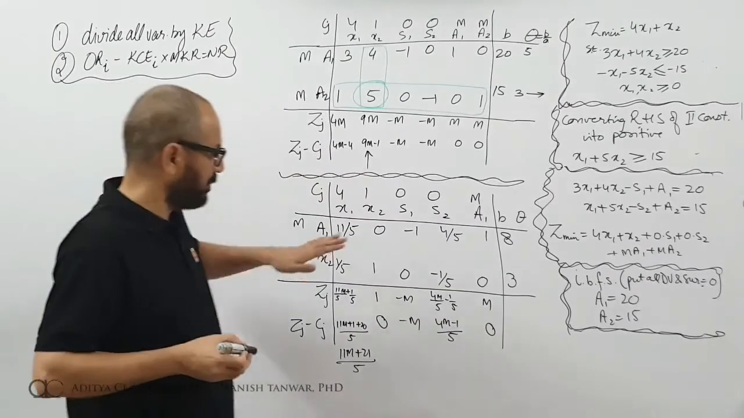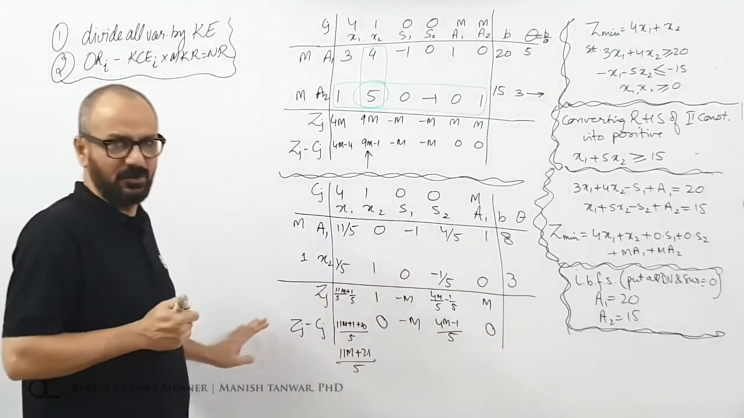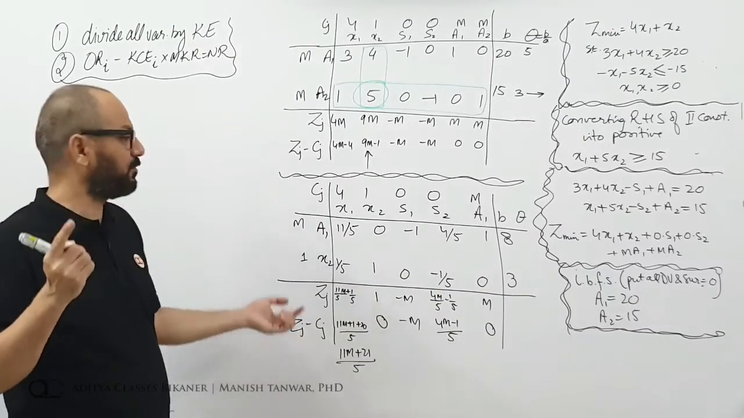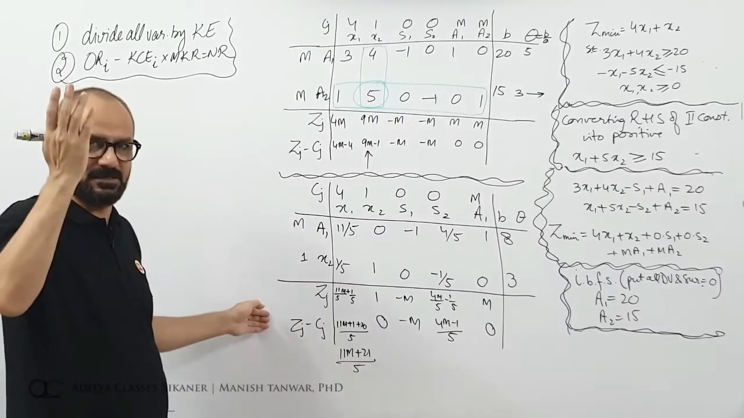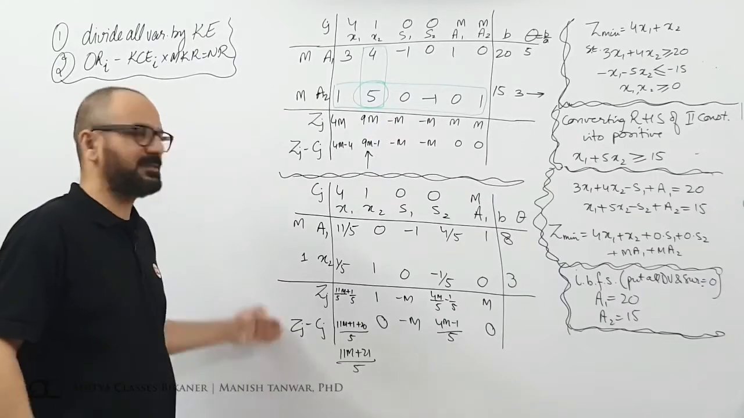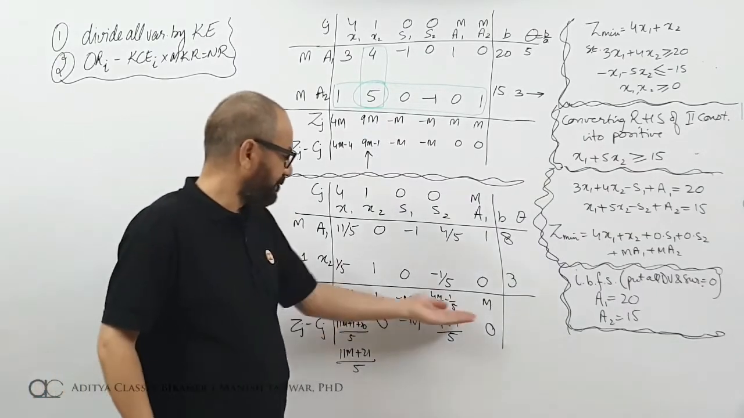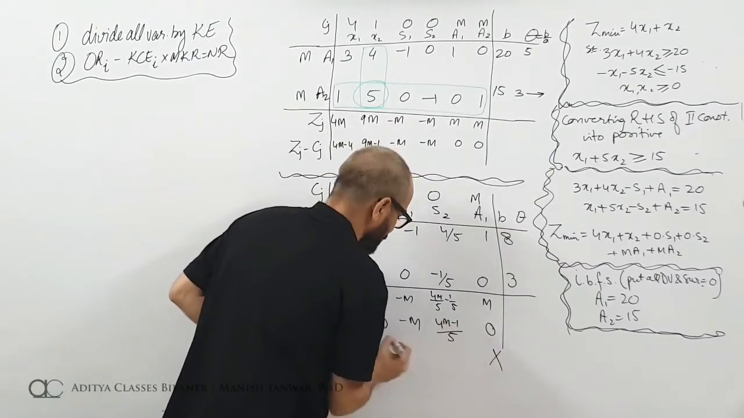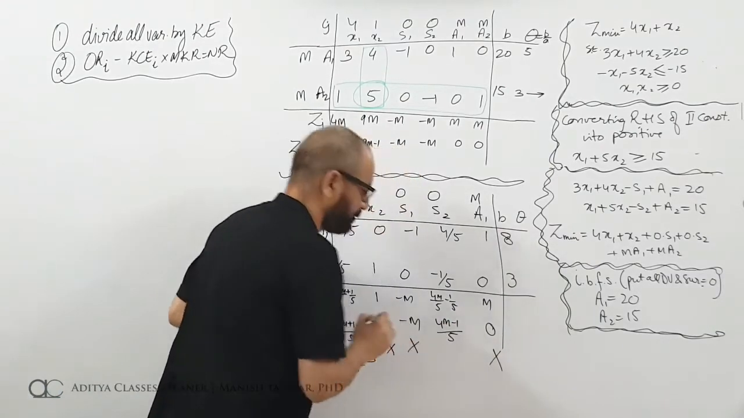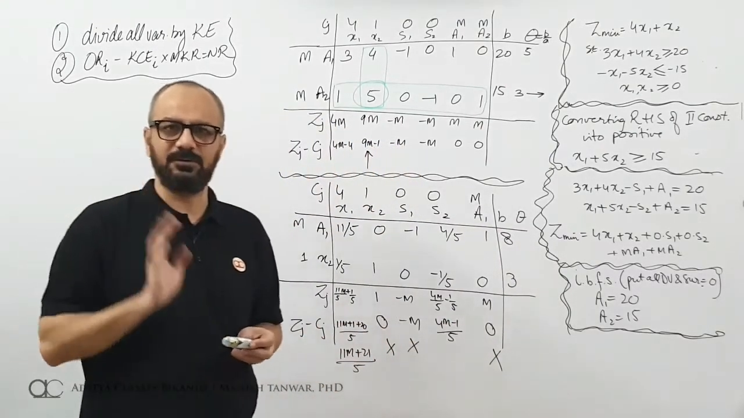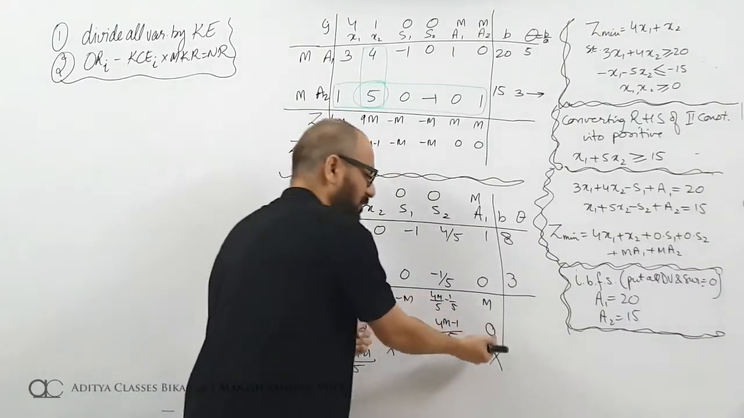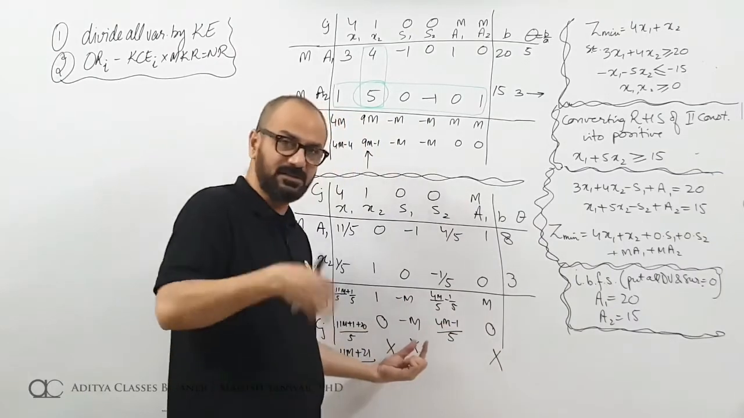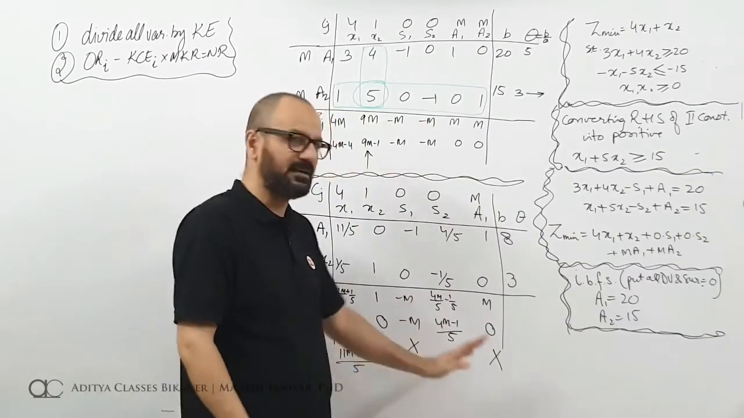Now, if we look at all these values in the net evaluation row of Zj minus Cj, remember net evaluation row is Cj minus Zj for maximization. For minimization, it becomes Zj minus Cj. So, if we look at all these values, this is 0, this is 0, this is negative. These three are out. These two are not adding or subtracting anything in my profit. This is actually subtracting something from my profit. So, these three are gone.